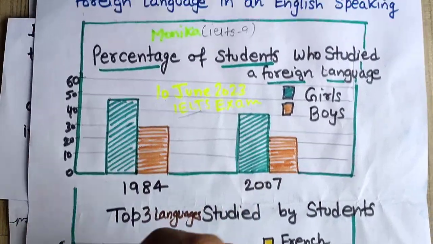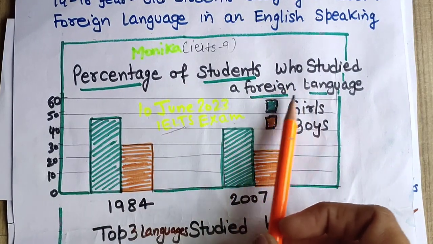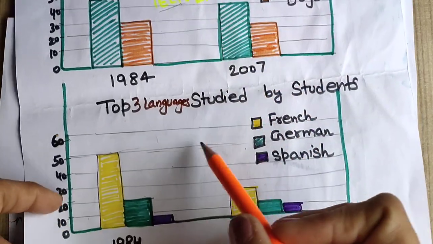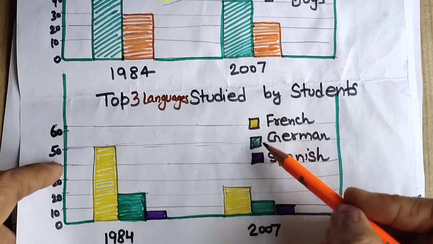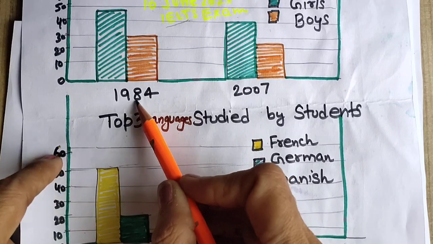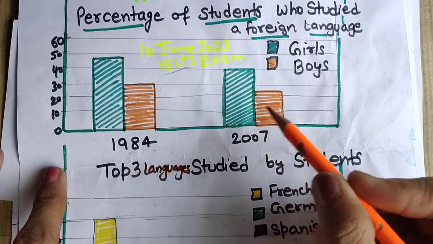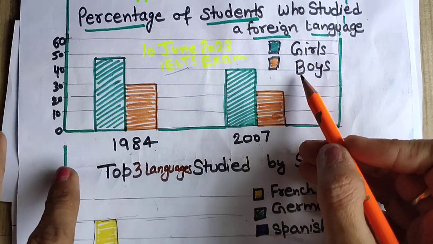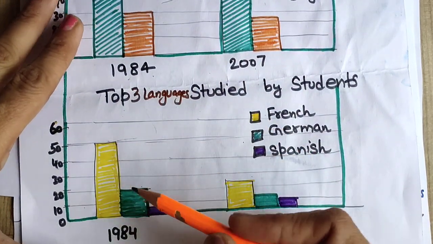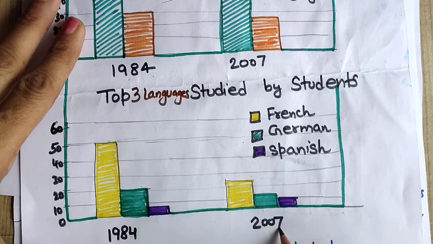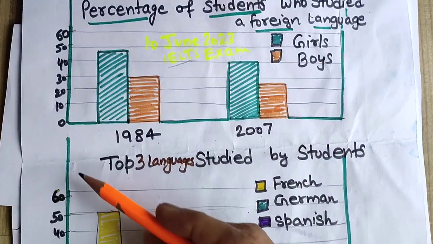Vertical bar chart is this. The name of the first bar chart is percentage of students who studied a foreign language, boys and girls. The next bar chart is showing top 3 languages studied by students: French, German and Spanish. There are 2 years, 1984 and 2007. Both the bar graphs are showing boys and girls who studied foreign languages. So this is percentage from 0 to 60%, and here also 0 to 60%.